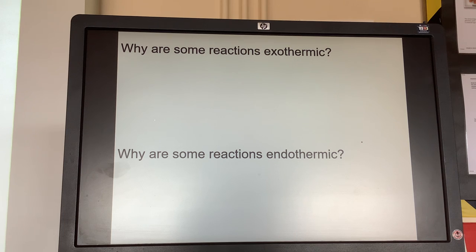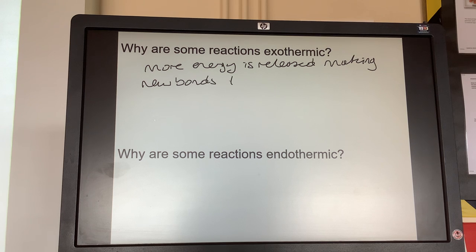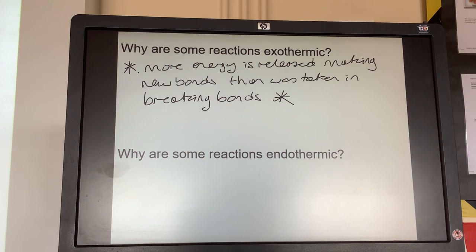If the reaction is exothermic, we can say more energy is released making new bonds than was taken in breaking bonds. That is such a key sentence and principle to get your head around. More energy is released making new bonds than was taken in breaking bonds. That's what makes a reaction exothermic.